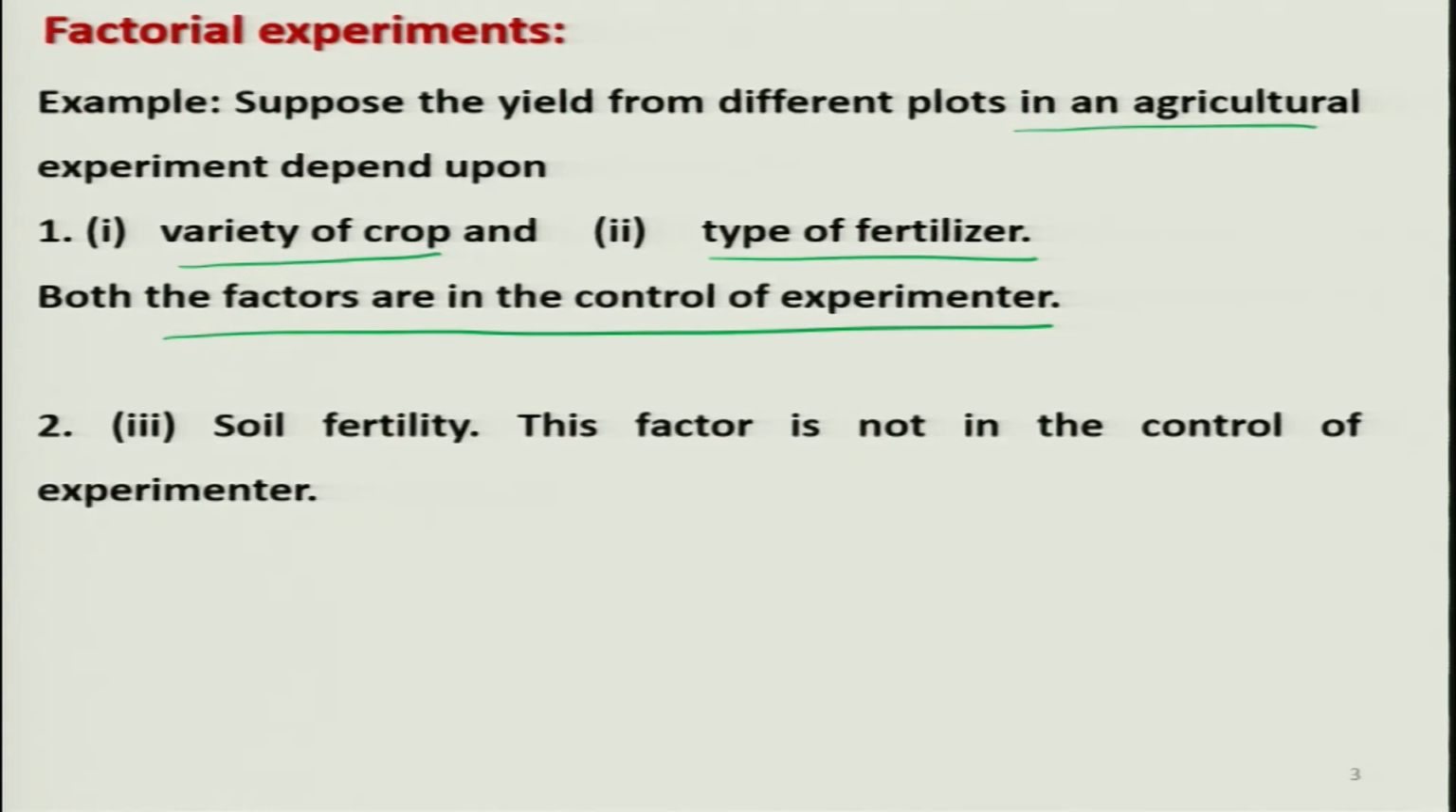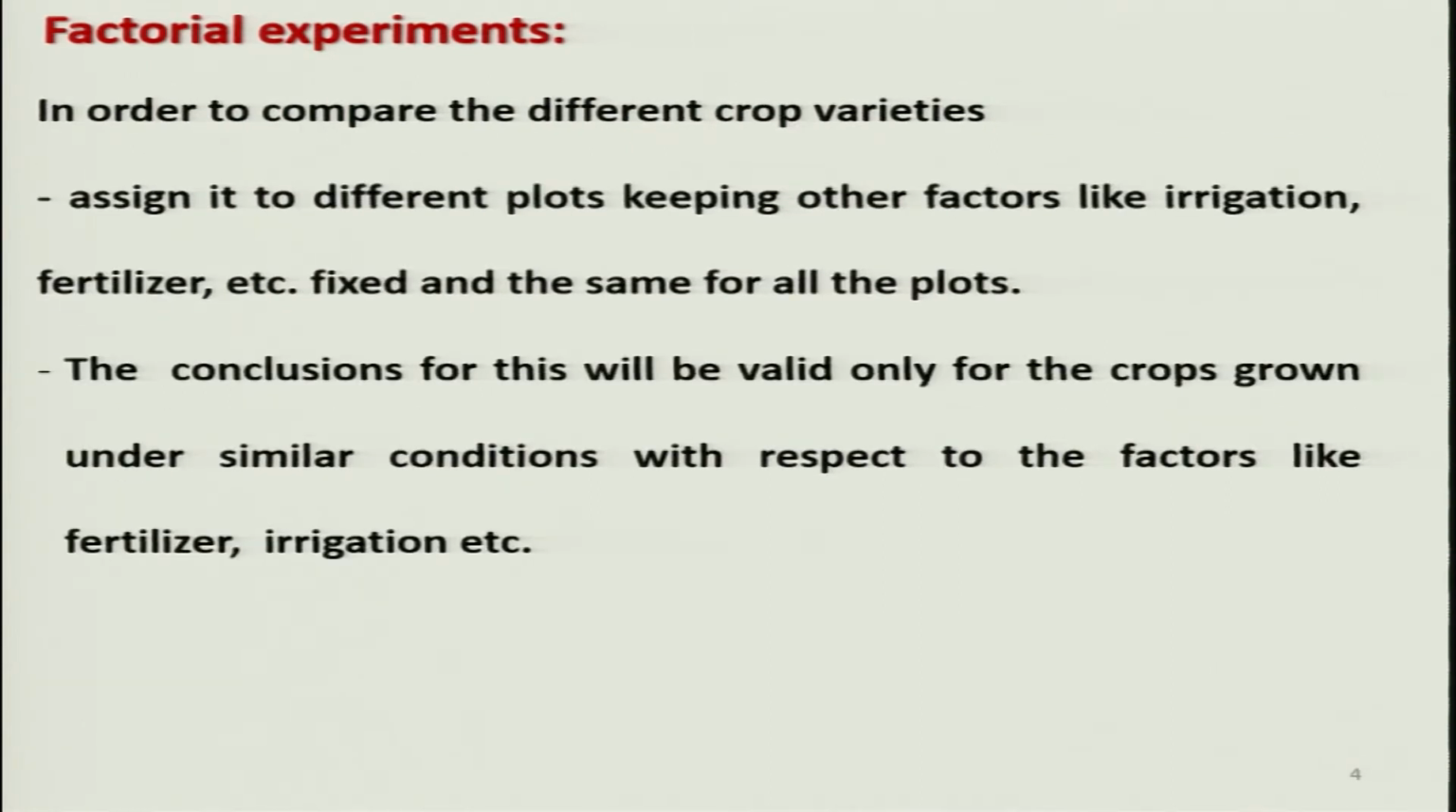And there is one more factor here, which is the third factor, which is not in the control of the experimenter. Like soil fertility, for example. Sometimes you try to control it by some chemicals, but we are talking of the natural fertility of the soil, which is given by nature, right. So, the moral of the story is that whenever we are conducting an experiment, there are 2 types of factors, one which are in the control of the experimenter and some other factors which are not in the control of the experimenter, right.